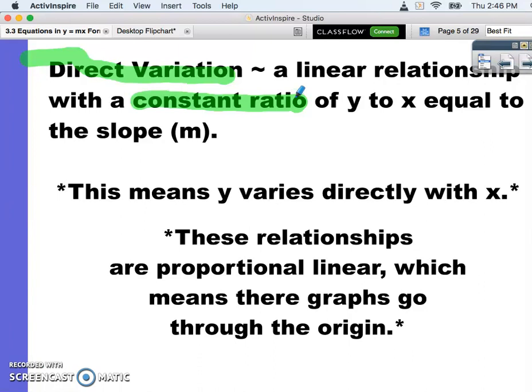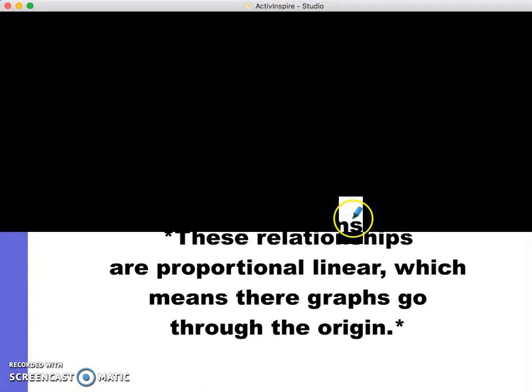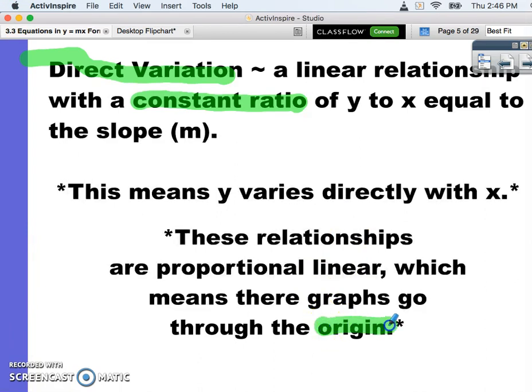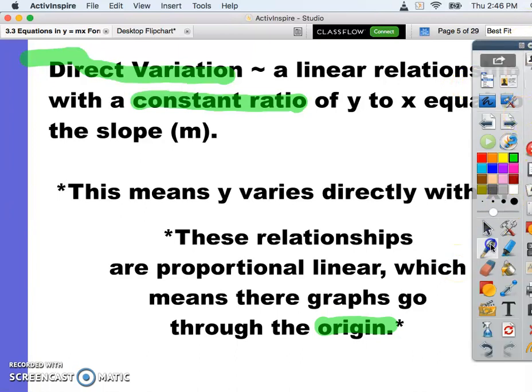These relationships are proportional linear, which means their graphs go through the origin. Remember, the origin is that point (0, 0), in the graph it's right in the middle. So y varies directly with x. They are proportional and they go through the origin.